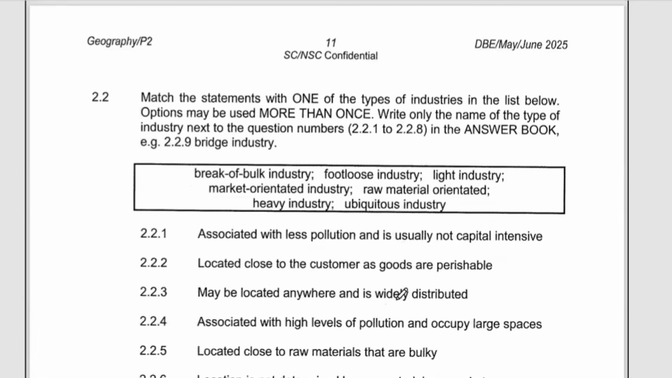Match the statements with one of the types of industries in the list below. We're looking at the types of industries. Right, the first one is number 2.2.1, associated with less pollution and is not capital intensive. This is a light industry. Then located close to the customer. Whenever we're talking of customers, we're looking at the market. This is market oriented.